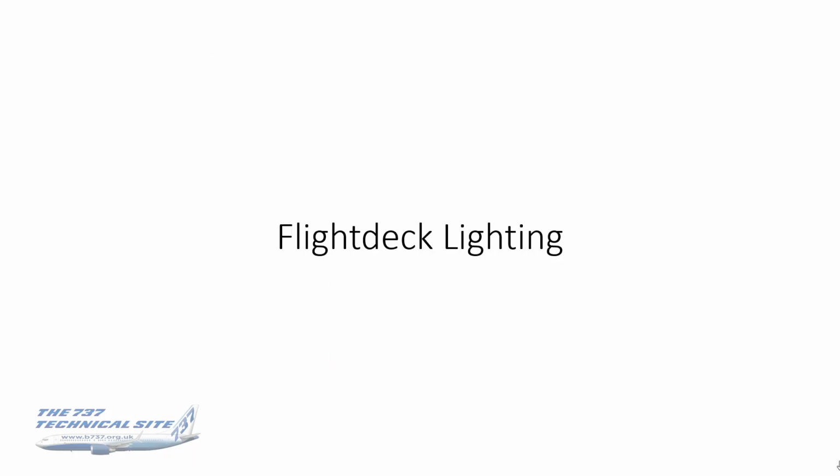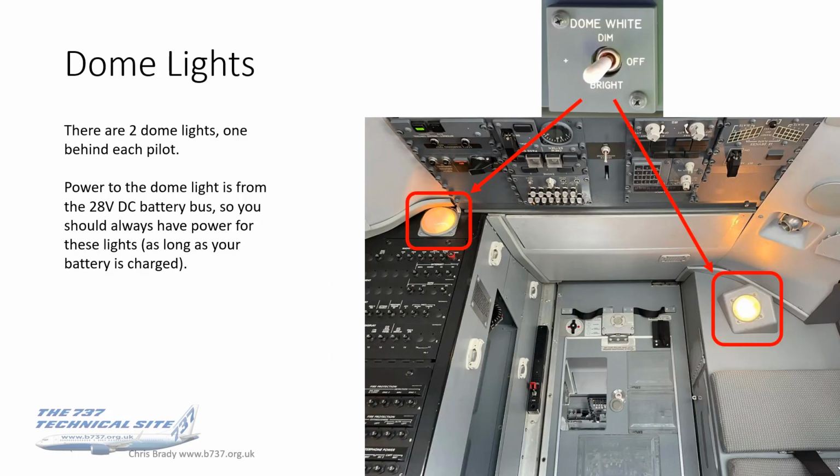Okay, let's take a look at flight deck lighting now. There's an awful lot of this, as we know, but let's take you through the various bits. So there are 2 dome lights, one behind each pilot. It powers the dome lights from the 28-volt DC battery bus, so you should always have power for these lights, as long as you've got a battery. Dome light switch we know about: dim, off and bright.